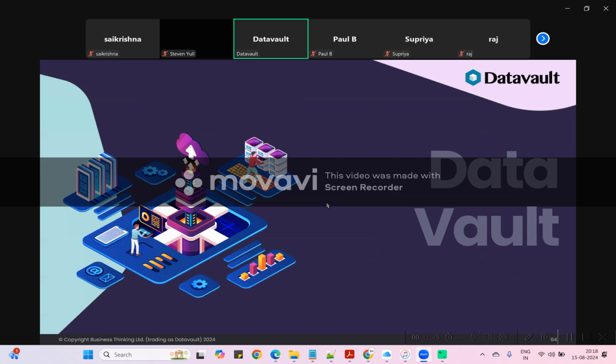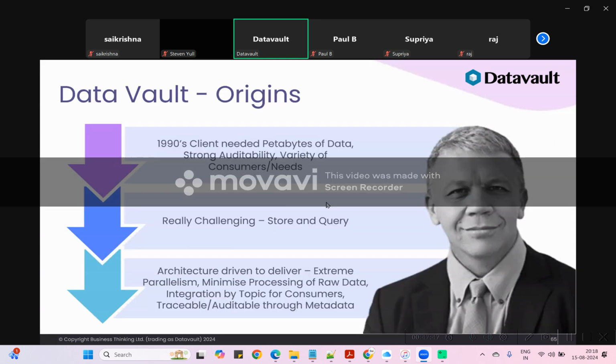So, moving on, Data Vault. Data Vault's actually been around for about 30 years. It doesn't mean it's old-fashioned. I think it was a bit ahead of its time. And the reason for that is Dan was working for a US government client. Government client needed to build a petabyte scale database, data warehouse, which is huge in the 1990s.